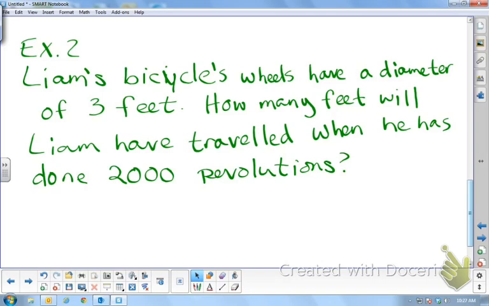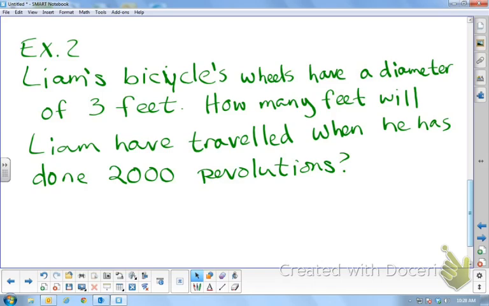Last example, Liam's bicycle. Okay, just write bike for short. Liam's bike's wheels have a diameter of 3 feet. I wasn't exactly sure if that was an actual bicycle wheel measurement. It seemed a little large, but go with it. How many feet will Liam have traveled when he has done 2,000 revolutions?